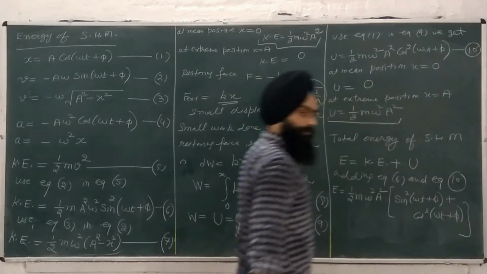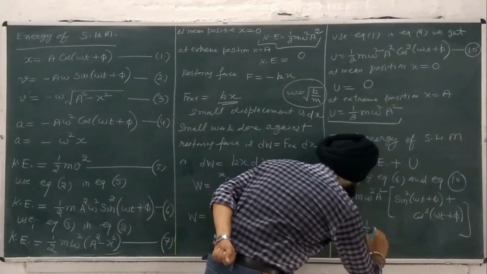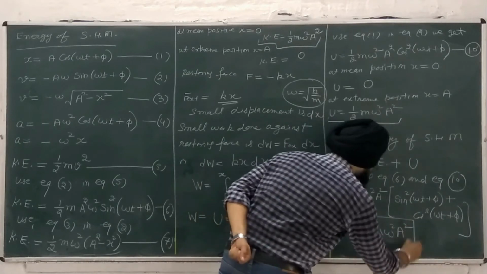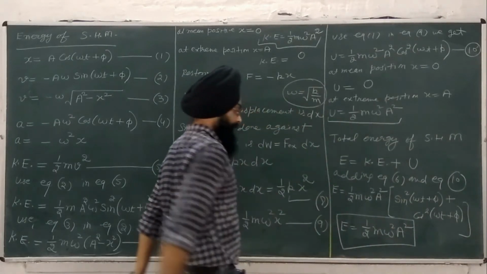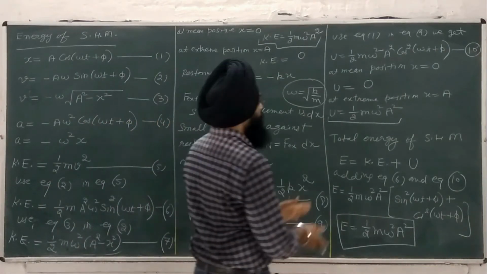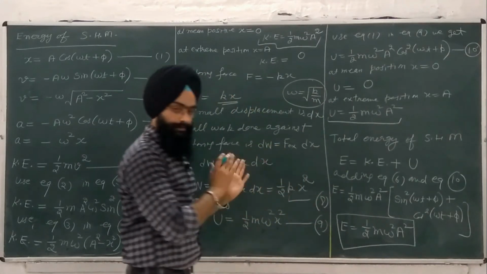So sine square theta plus cos square theta is 1. So we get the value of energy as half m omega square a square. This is the total value of energy. Now this energy is also the same as this energy or this energy. I will discuss all these things in the graph.